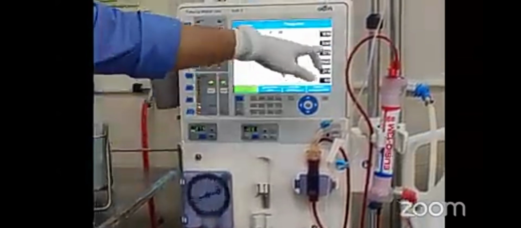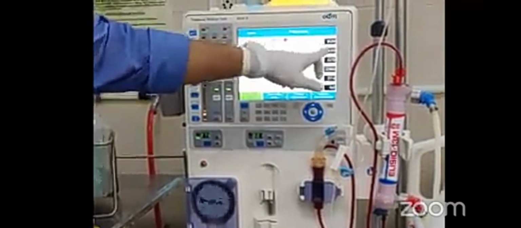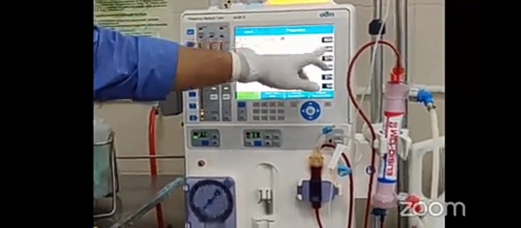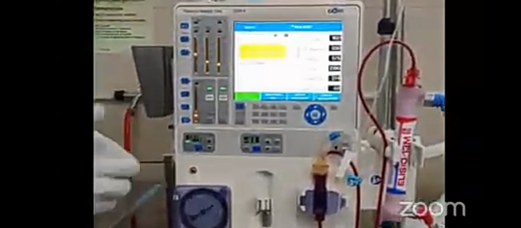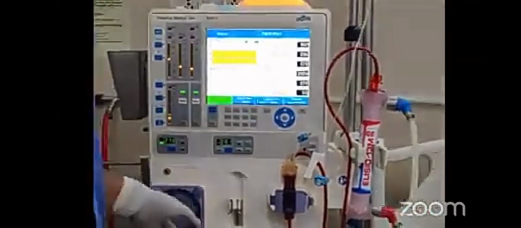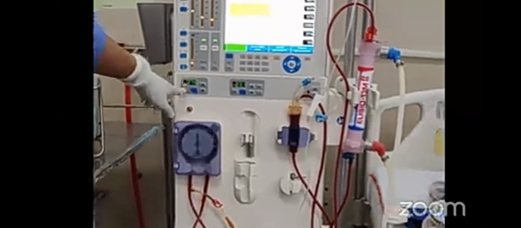As you can see here, the ultrafiltrate volume we have kept at 1.8 liters, and it has been done till now. The ultrafiltrate time left is around 1 hour, and the total goal is around 2.3 liters for the patient. Now this is the blood pump that is going on. This is the blood pump speed, that is 275 ml per minute.